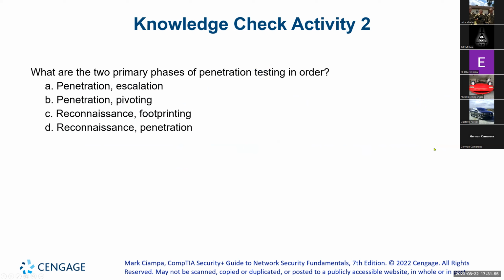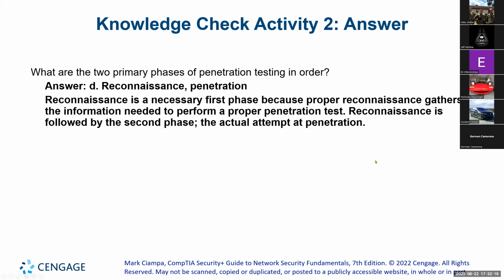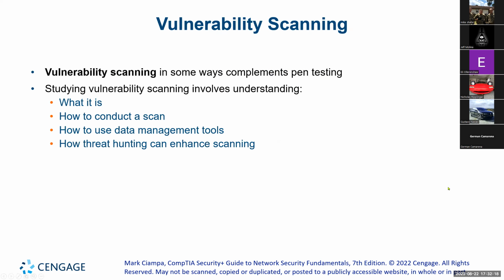Okay, knowledge. What are the two primary phases of penetration testing in order? Penetration, escalating; penetration, pivot; reconnaissance, footprint; reconnaissance, penetration. Good. Yep, D it is.